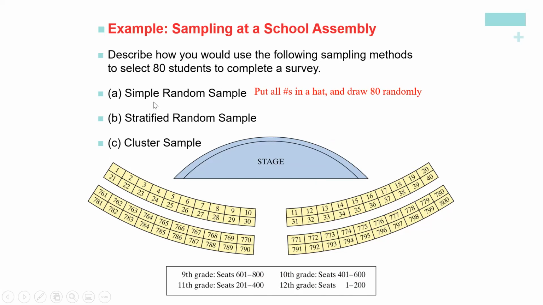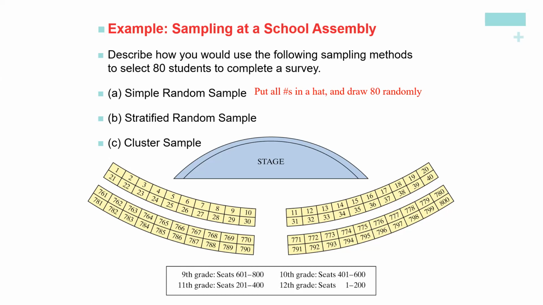If I'm going to do a stratified sample, stratified is based on a common characteristic. If we're talking about a school assembly, notice here that certain seats are divided up by grade. So if I want to do a stratified sample, why don't I separate based on grade? If I need 80 students selected and I have 4 grades, how about I choose 20 from each grade?